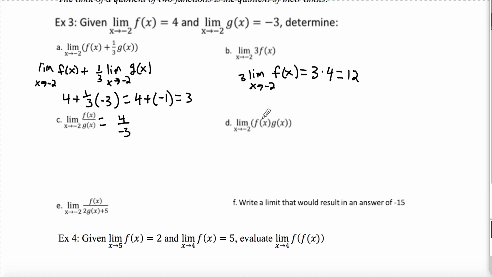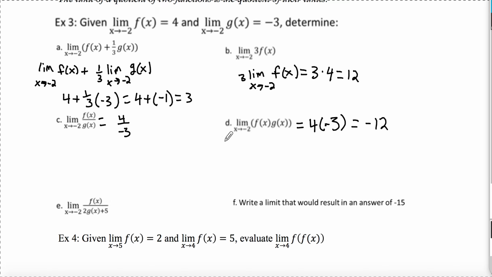All right. Over here, we got a product of 2 functions we're taking the limit of, and we can write that as simply the product of the 2 limit values. So that'd be 4 times negative 3. We'll make sure I put that right. 4 times negative 3, which will give us negative 12.